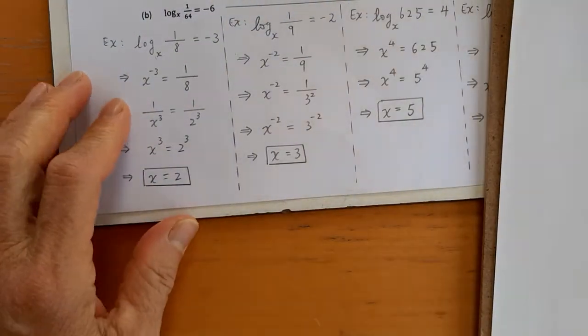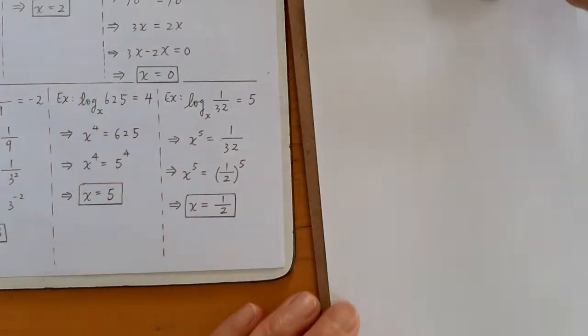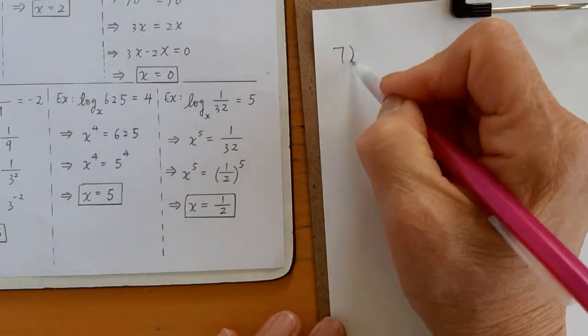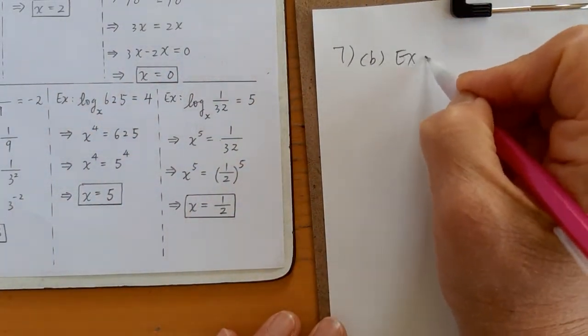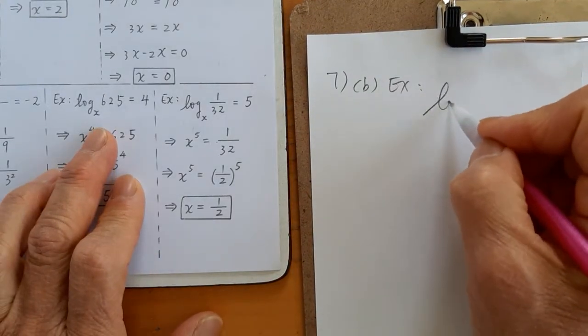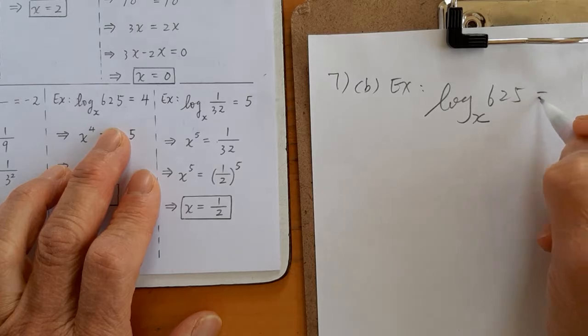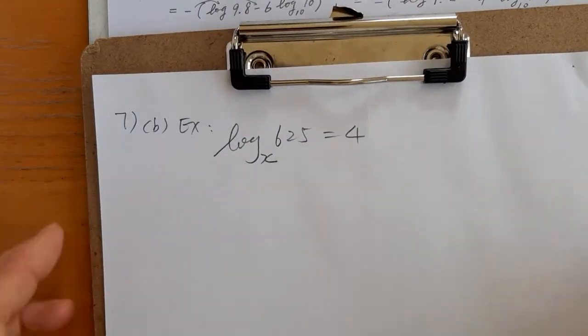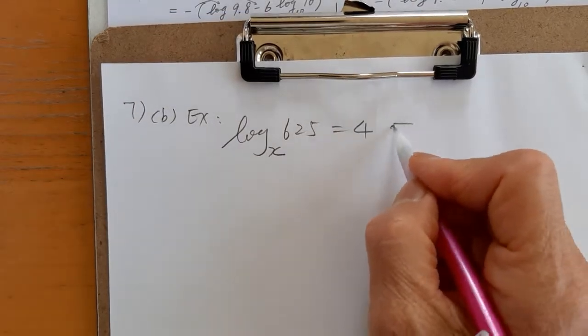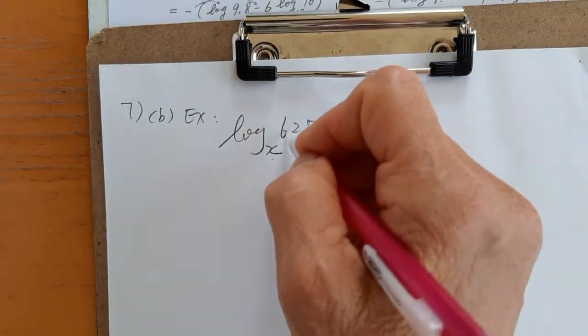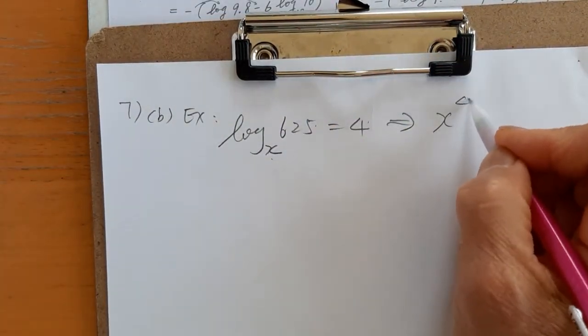Next example. This is still question 7, B. Example: log base x of 625 equals 4. So first of all, also change to exponential form: x to the power 4 equals 625.